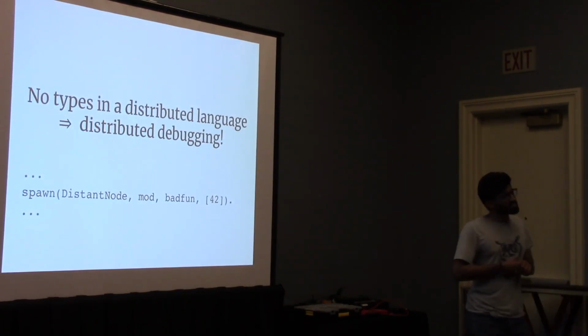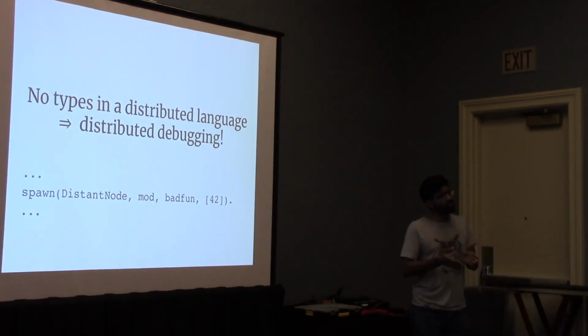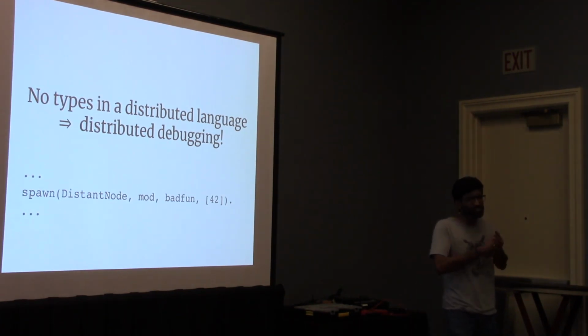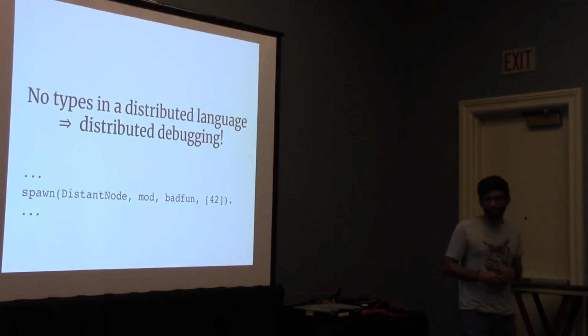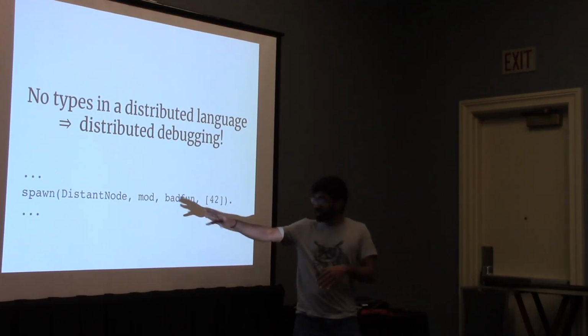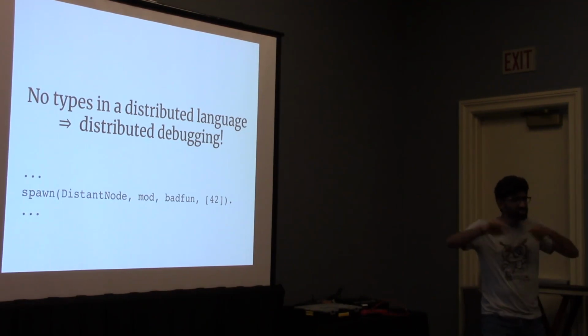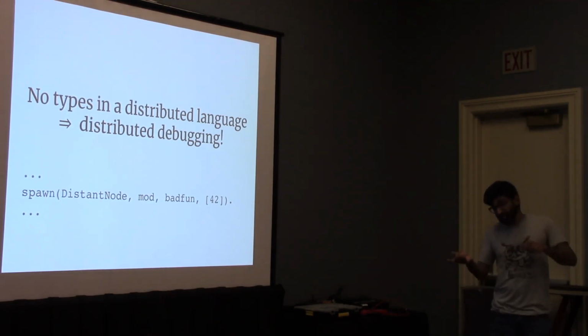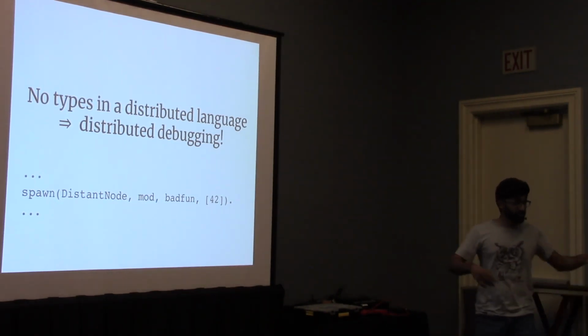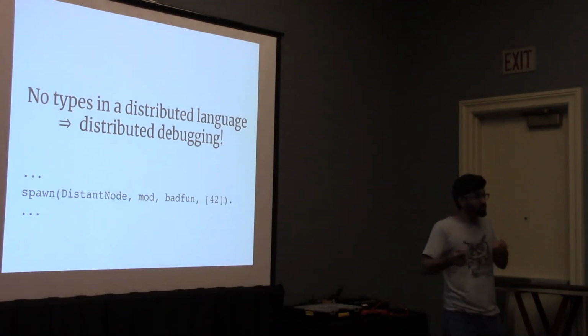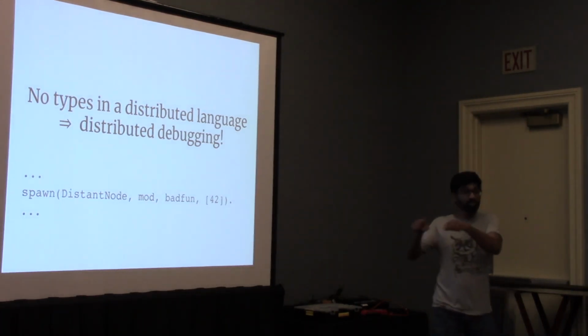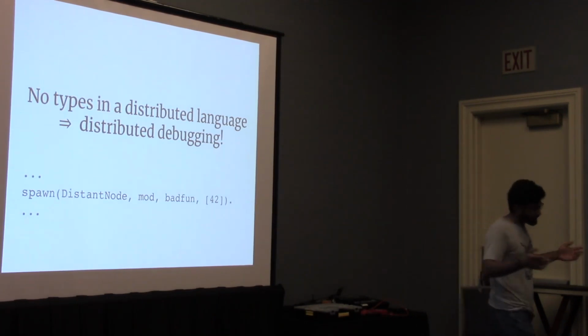Why is this especially important for Erlang? Because no types in a distributed language means distributed debugging, and nobody wants to do that. For example, you spawn a non-existent function on a remote node, it crashes on that node, and then you have to go to that node to figure it out. Well, you might say, I can write error handling code, but that's the point, right? You want the compiler to tell you that you've done something wrong, with no runtime overhead on your code.